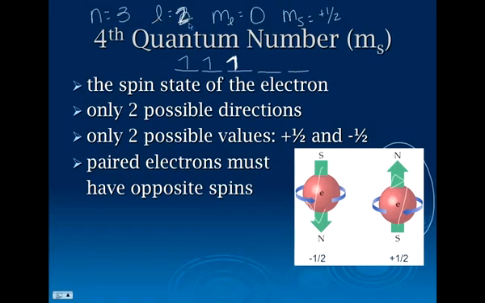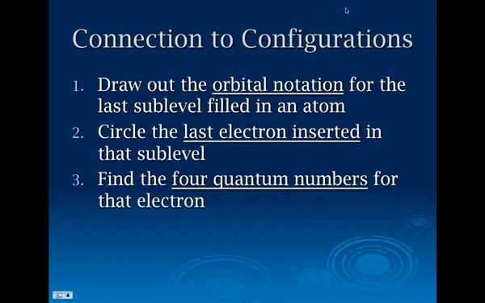Energy level, sublevel, blank, which blank you put your last electron in, and is your arrow an up or a down. So this is just kind of what I've been doing this whole time, connecting it to the orbital notation configurations that we've already done. You draw out the orbital notation for the last sublevel filled in an atom, basically what you would call out for electron configuration battleship, and then draw that orbital notation. Circle the last electron inserted in that sublevel and find the 4 quantum numbers for that electron. You can either circle it or you can highlight it like I was doing on the last one.